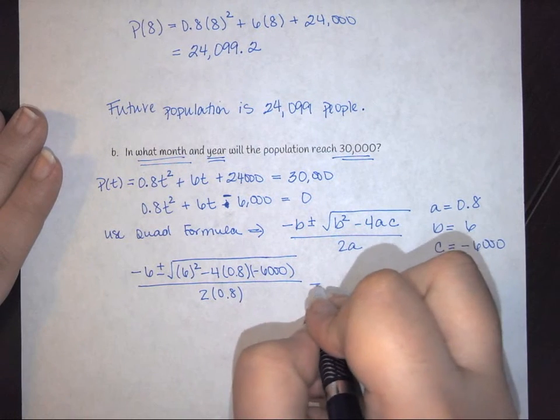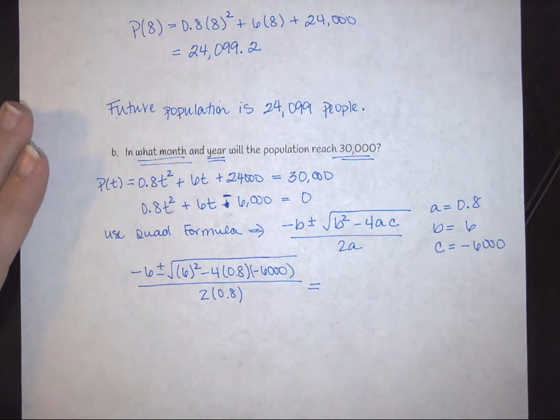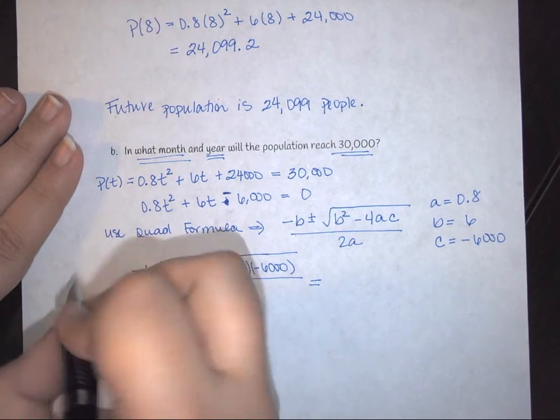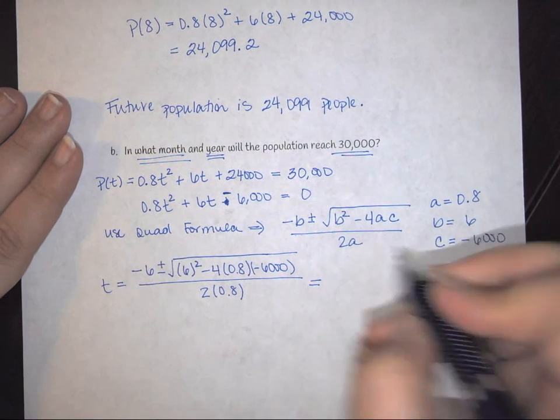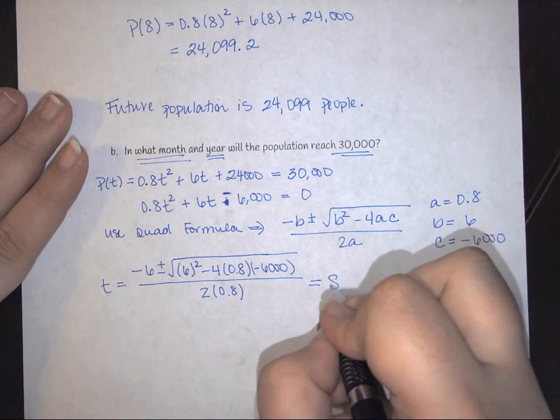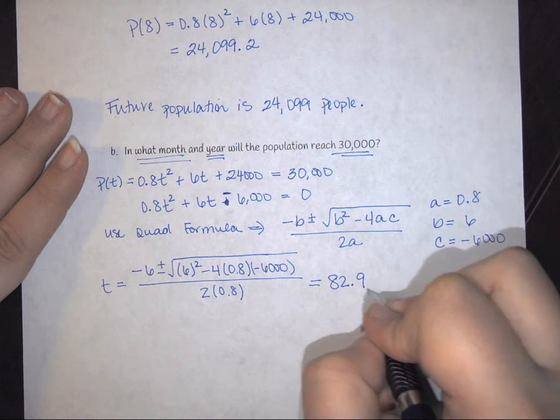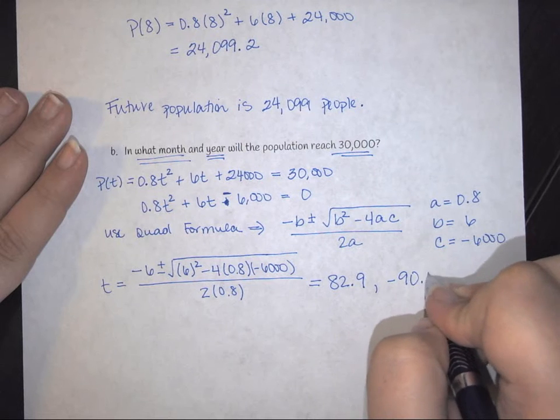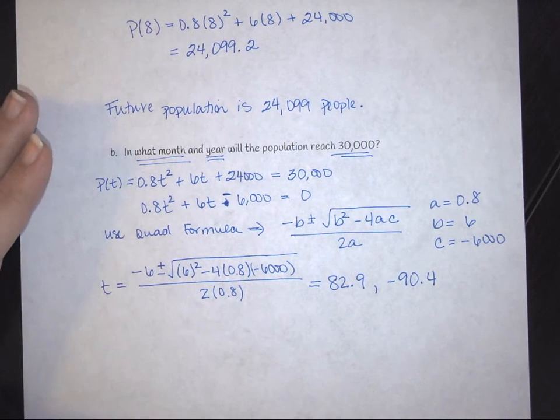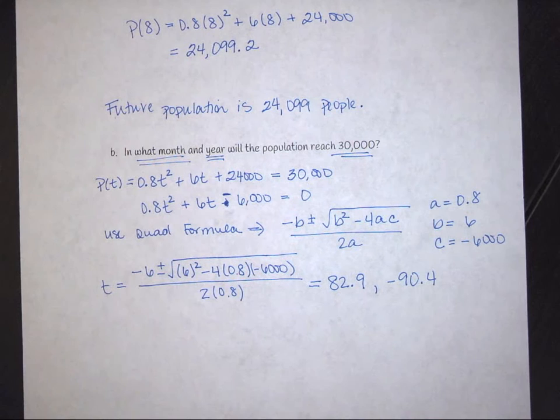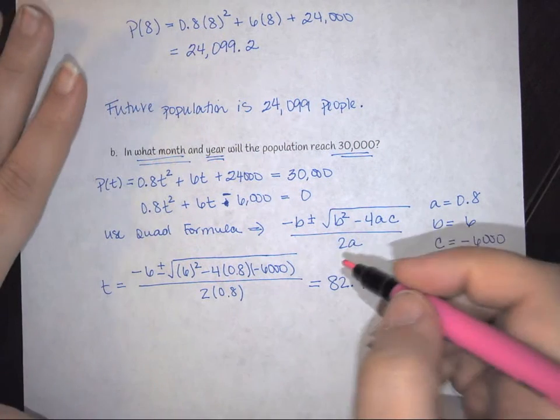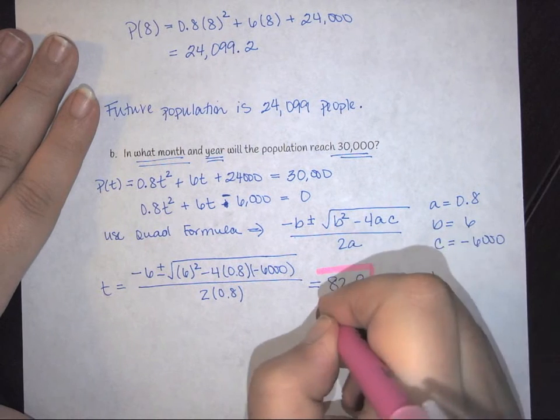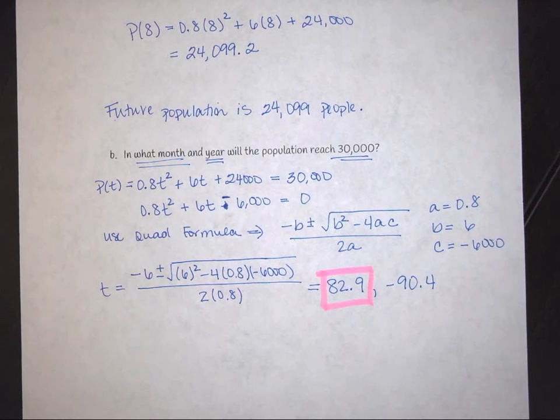And when you solve this, you're going to come out with two answers. So this is your t. So we're going to come out with the answers 82.9 and negative 90.4. Well, of these two answers, we can only use one of them. And in this situation, we can only use my positive. And the reason for that is because we can't go backwards in time.